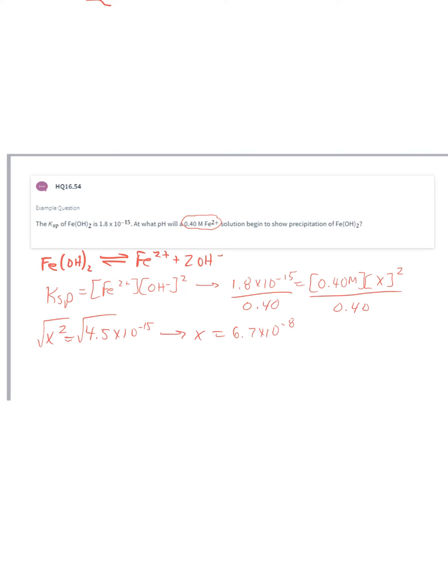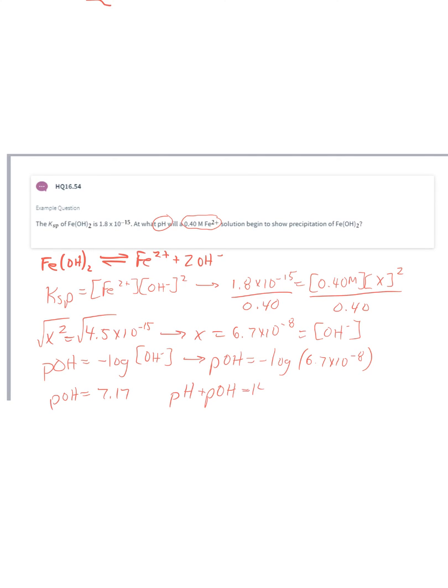Now remember, x is your concentration of hydroxide, and we are asked to find pH. So if I take the negative log of that concentration, that is not pH, that is pOH. So pOH is the negative log of hydroxide. So my pOH of this solution would be the negative log of 6.7 times 10 to the minus 8. pOH equals 7.17.